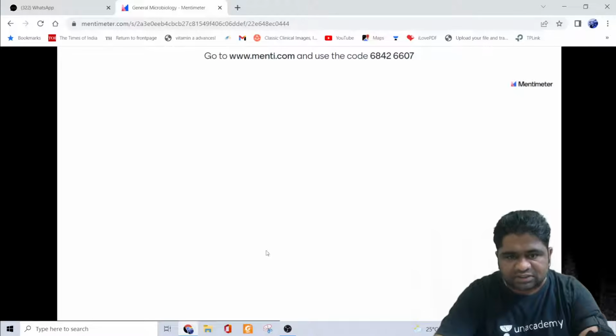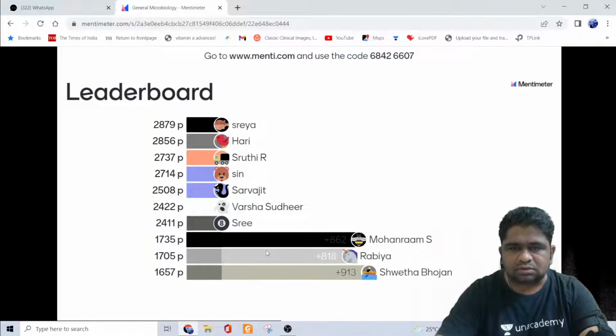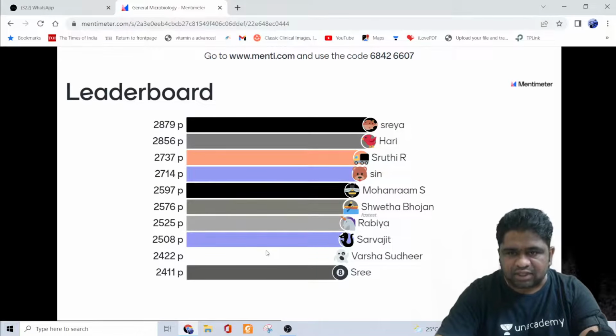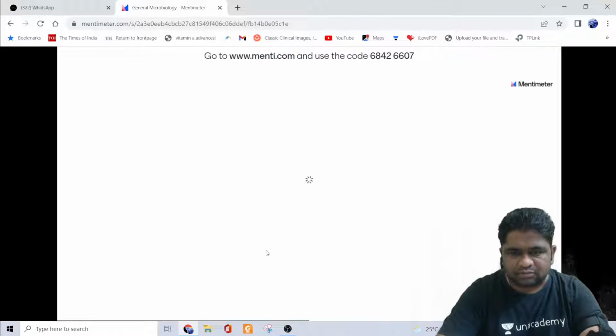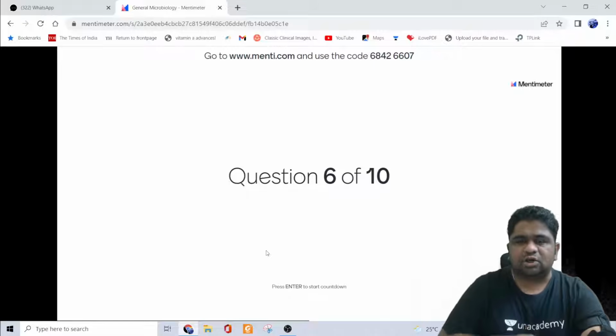Now let's go for question number 6. This is the leaderboard. Okay, so now let's look at the leaderboard here. Shreya, Hari, Shruti, Sin, Mohanram, Shweta Bhojan, Rabia, Sarvajit, Varsha Sudhir and Sri. These are the toppers at this point of time. Some of you might have been pushed out because of the mistake in the peritrichate option. So please don't hate me. I'm really sorry.